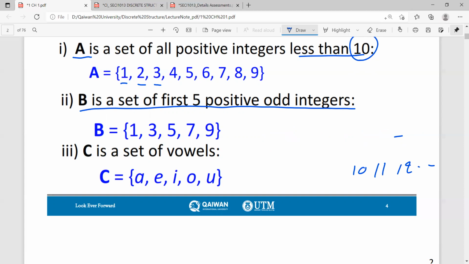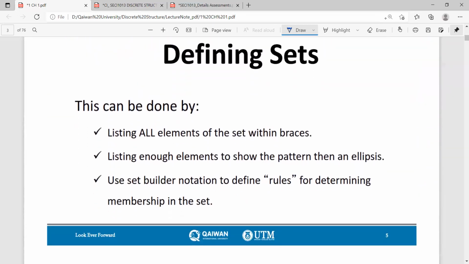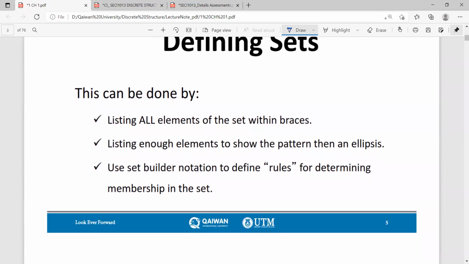And then we have another set, set C. It says it is a set of vowels. We have only 5 vowels in the English language, which are A, E, I, O, U. We have these 5 vowels. Okay. All these sets are finite sets. Any of these is a finite set. For yourselves, you can read this. Okay, it's only about how to express a set.